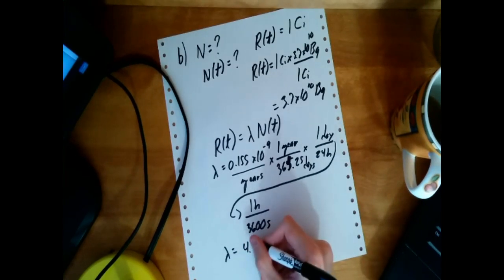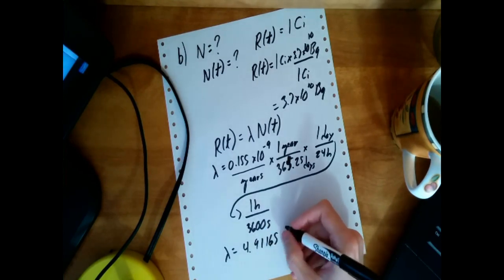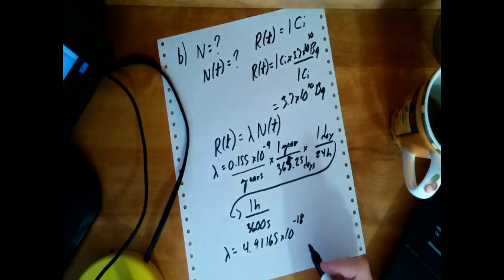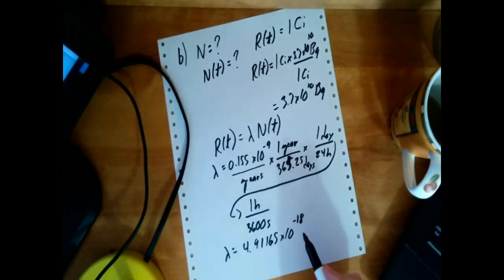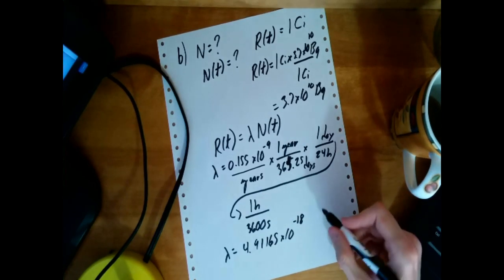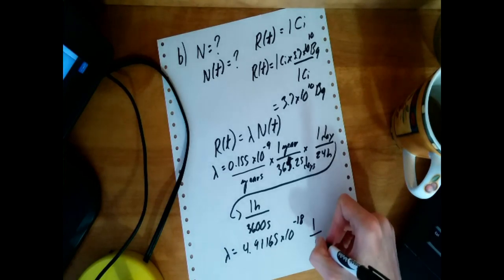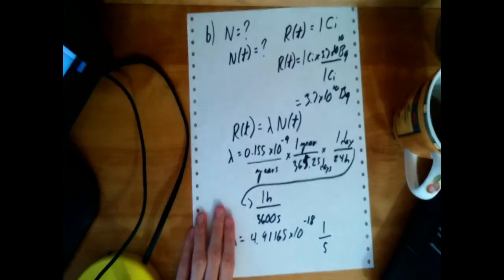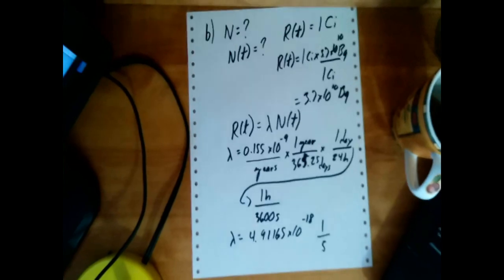Would be 4.91165 times 10^-18, for the power minus 9, plus I had an additional minus 9 in here. This is in 1/s. Now I have the same units for lambda and the rate of decay.